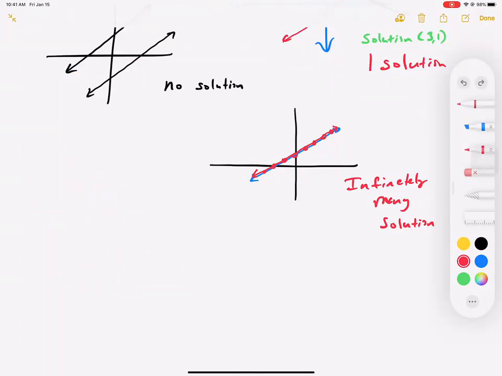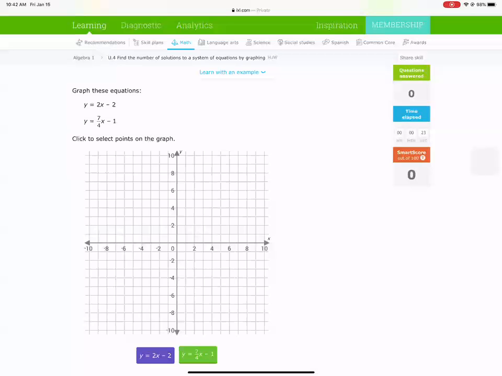And that's what the IXL work today will be about. It's going to ask how many answers are there? Is there one answer, zero answers, or infinitely many solutions? And you're going to be asked to graph these. So let's go ahead and look at our homework today through IXL. Okay, so here is a problem that we have.